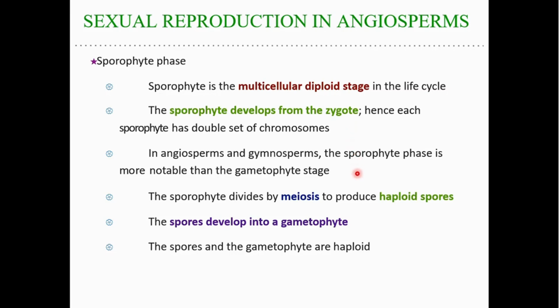In angiosperms and gymnosperms, the sporophyte phase is more notable than the gametophyte stage. The sporophyte divides by meiosis to produce haploid spores. The meiosis process results in haploid N, only a single copy of the chromosomes. Then the spores develop into gametophytes. So spores and gametophytes are haploid.